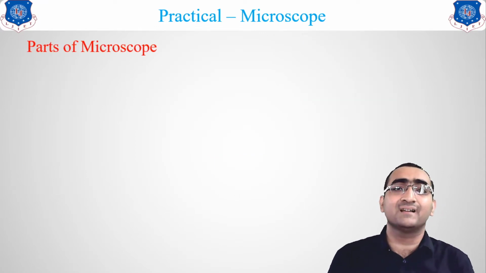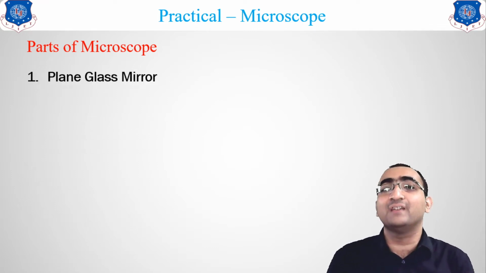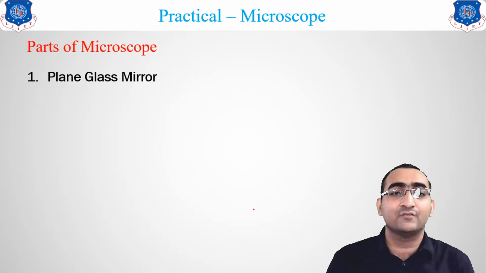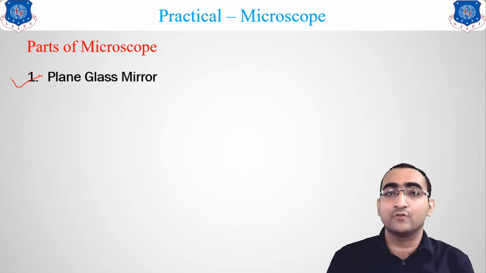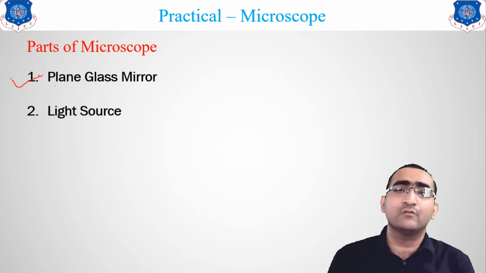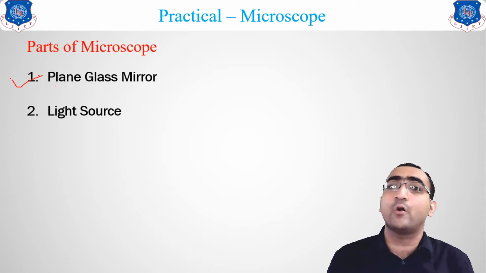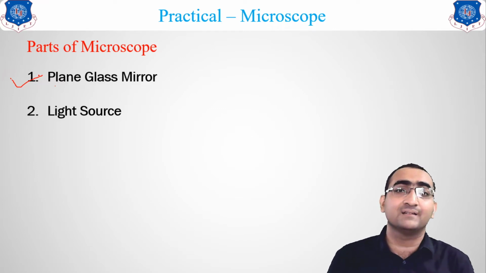Now let us discuss the different parts of the microscope. Majorly three things are required. The first is a plain glass mirror. The plain glass mirror is used to change the direction of the light, so it is used for reflection purposes. The second is the light source. As I told you, without light you cannot get reflection of light, and without the reflection of light we cannot see anything under the microscope. So the light source is the main required thing.